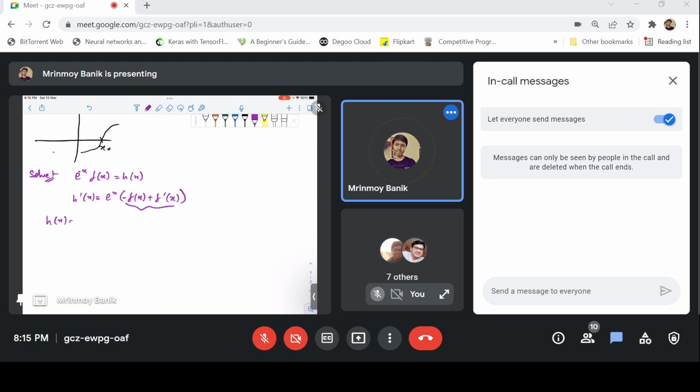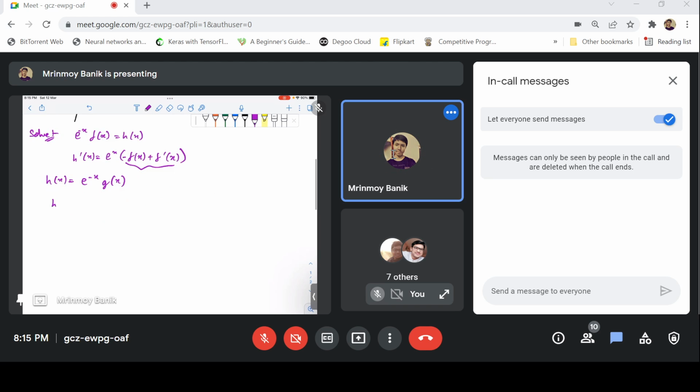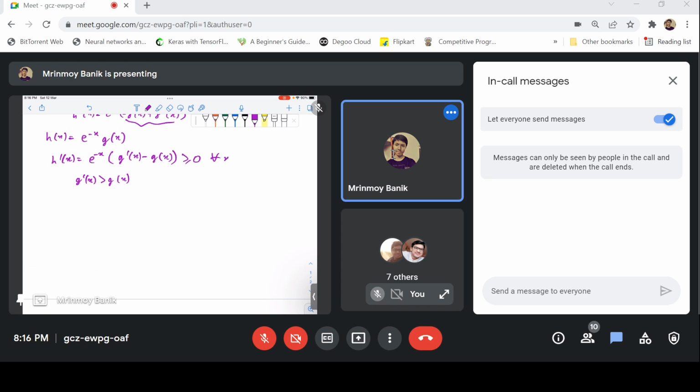So we define h(x) equal to e^(-x) times g(x), and differentiating it, we get e^(-x) times (g'(x) - g(x)). Now, since g'(x) is always greater than g(x) over the real line, this is always strictly positive, and e^(-x) is already positive, so the whole thing is positive. This implies h'(x) is strictly positive, so h(x) is increasing. And we know x0 is a point of intersection of h(x) with the x-axis.